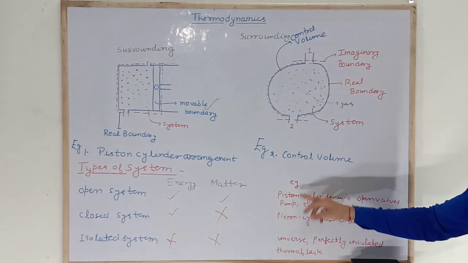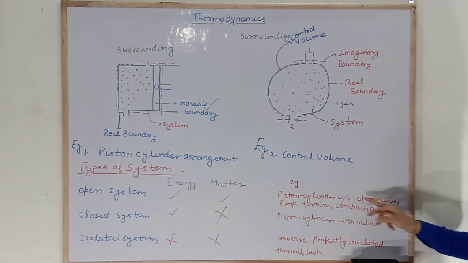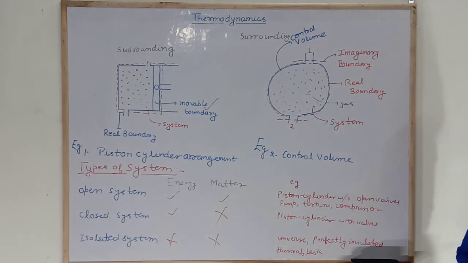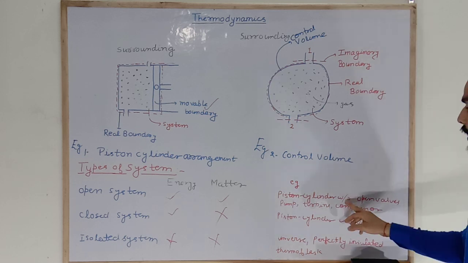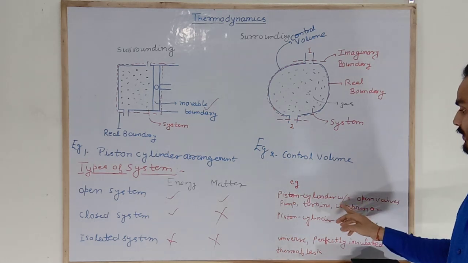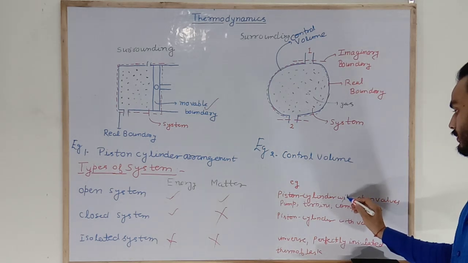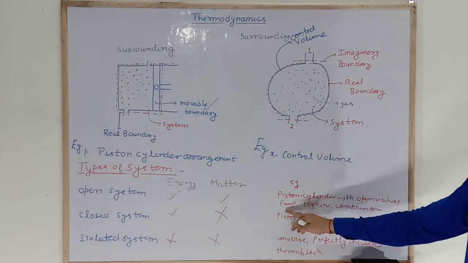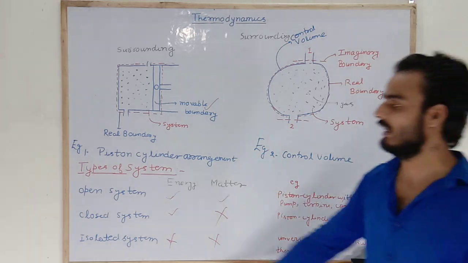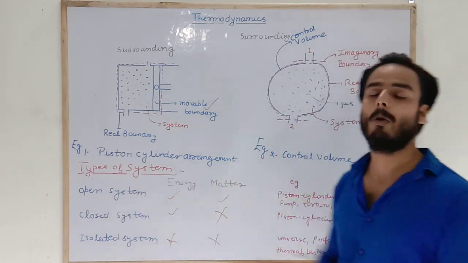This is the example of piston cylinder with valves. Pump, turbine and compressor are also examples of open systems.